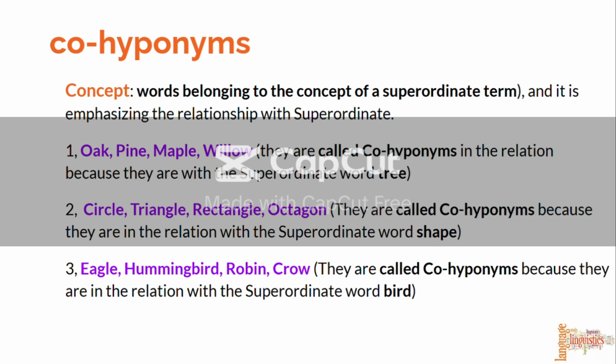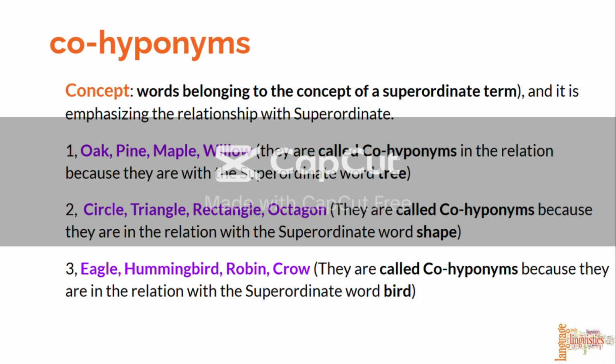And let's look at some examples. Let's look at the first group of co-hyponyms. The words oak, pine, maple, willow. They are called co-hyponyms because they are all sharing a common feature or a class. Or put it specifically, sharing the superordinate word of a tree, right, in this case.